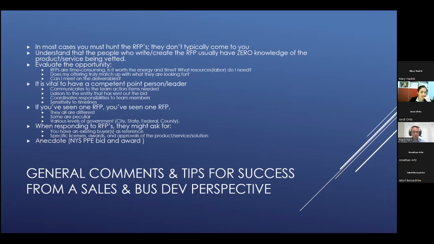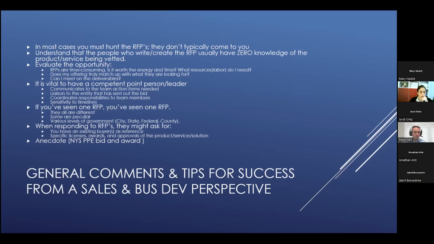You have to really understand the genesis of when the RFP is created and who's writing it. The most common denominator is that the folks that write these bids, which in most cases are very lengthy, dozens and dozens of pages to fill out, are not quite certain of the product or service being asked for, because they deal with bids every single day. They're just procurement folks. They might know a little bit about paper clips, but when it comes to a service like house cleaning, they may not know much about anything.